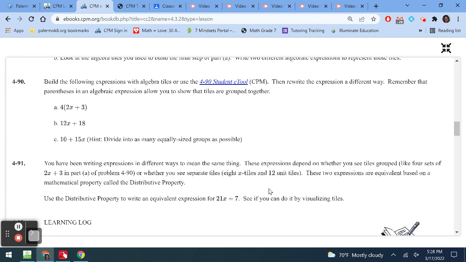4-90 says to build the following expressions with algebra tiles, then rewrite the expression in a different way. Remember that parentheses in an algebraic expression allow you to show that the tiles are grouped together. So we're only going to do, for this one, Alpha and Charlie. So when I have this one right here, we're going to go ahead and use the E tool.